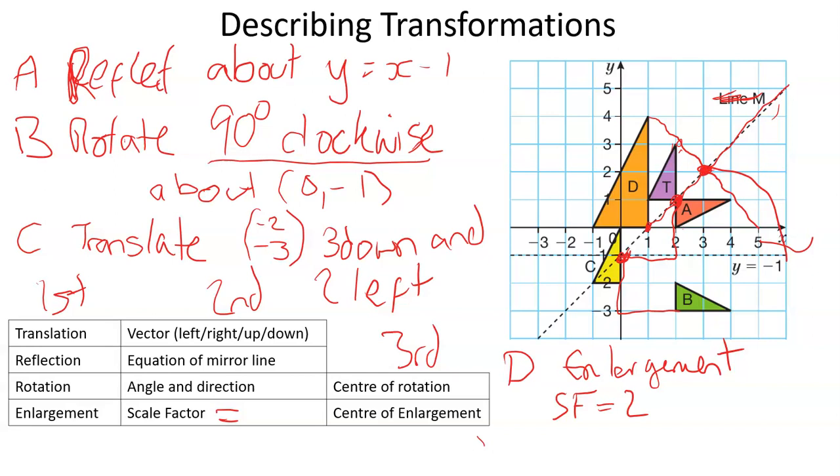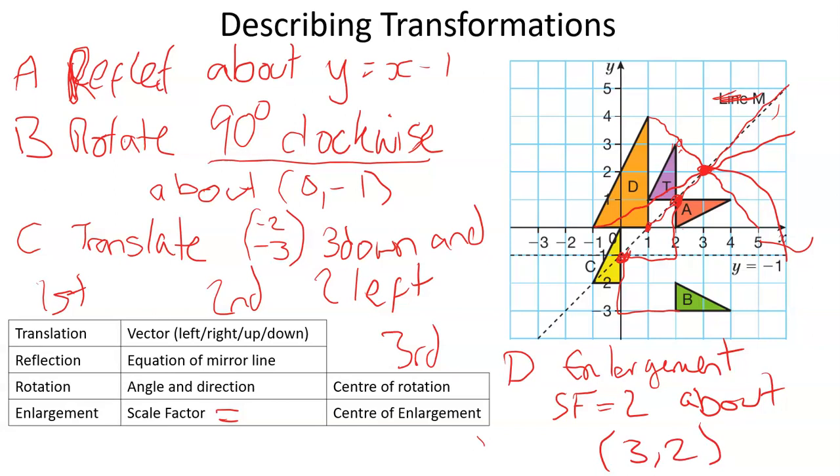Now, you can do it with all of the corners. They'll all meet up there. So if you join that one on, that just confirms that I am right. And so this is enlargement, scale factor 2, about the centre, which is this point here, 3, 2. And I've got all of my marks for each of these questions.